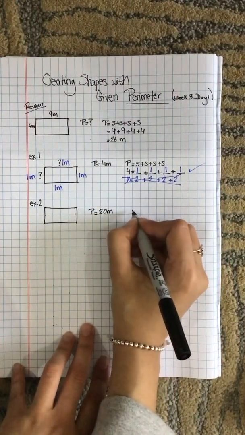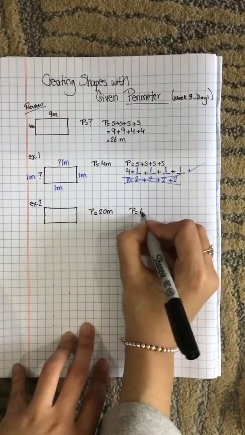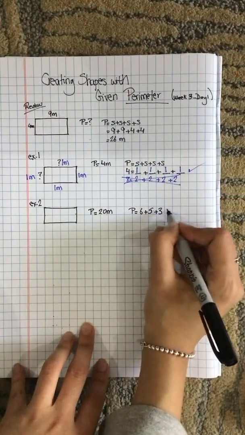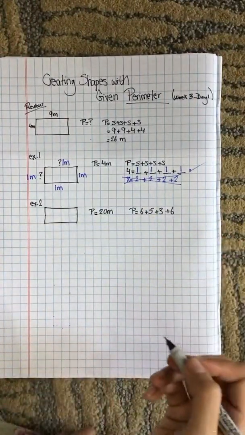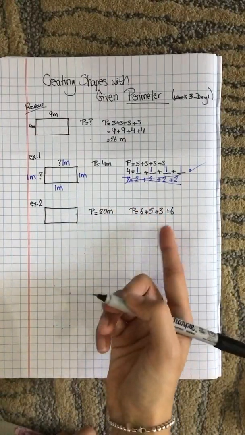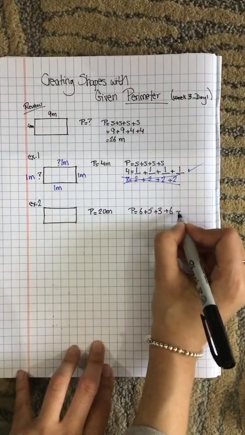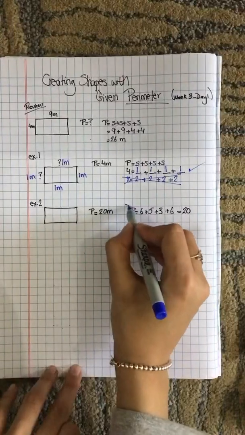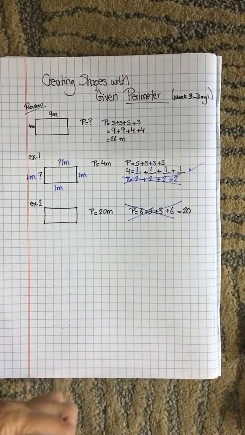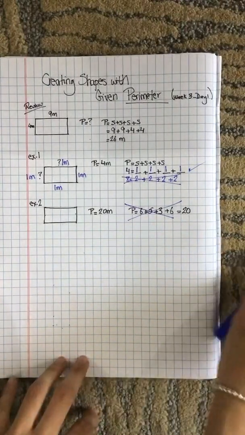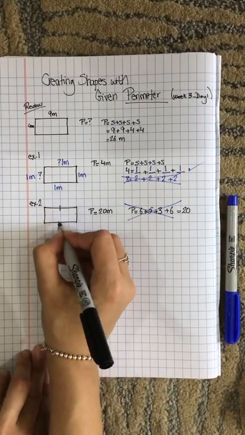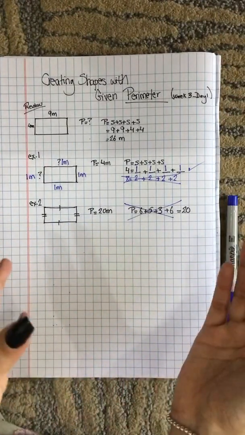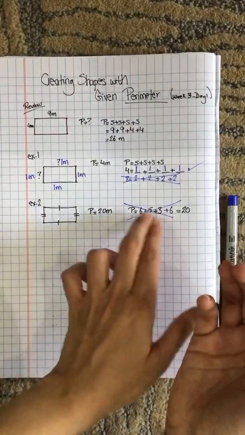You can't say P is equal to 6 plus 5 plus 3 plus 6. Because this does equal 20, but that is incorrect, and I'll put a big X over it. That does equal 20, but it's wrong because we know in a rectangle, these two sides have to be the same. These two sides have to be the same. So don't think I'm putting any 4 numbers. 2 numbers have to be the same, 2 numbers have to be the same.